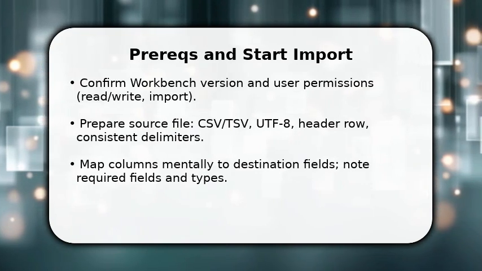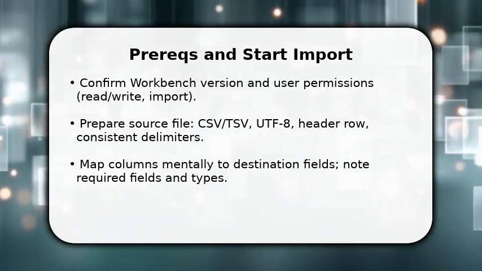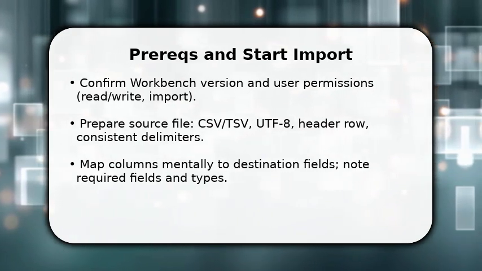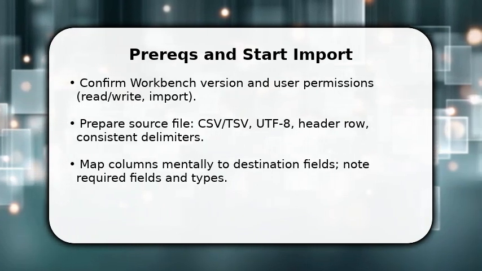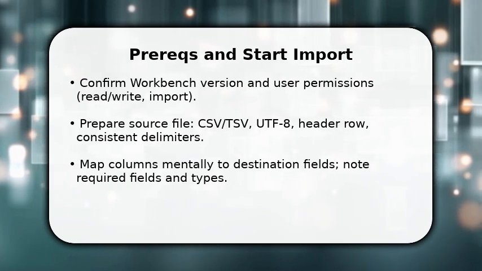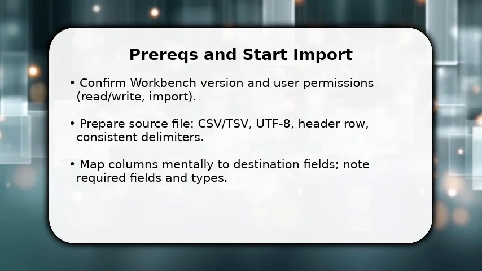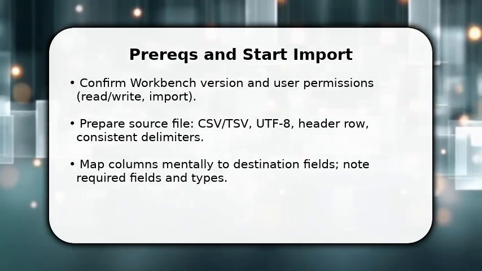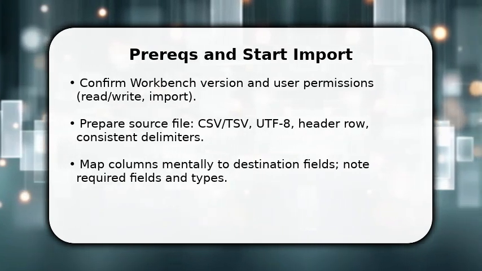First, confirm Workbench version and that you have import permissions. This avoids interruptions. Once done, open the import dialog and choose the source type, CSV or TSV, because format dictates parsing. Make sure your file is UTF-8 encoded and has a single header row. This ensures fields align. As you pick the file, mentally map columns to destination fields so you can set mappings quickly in the next step.